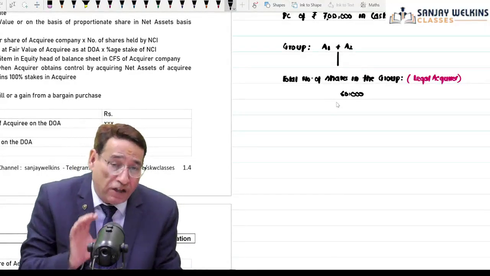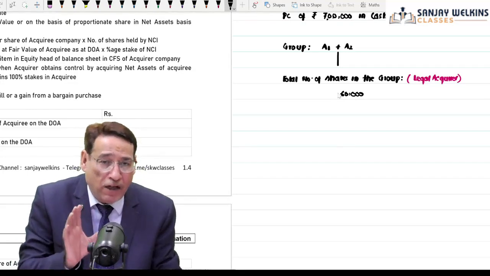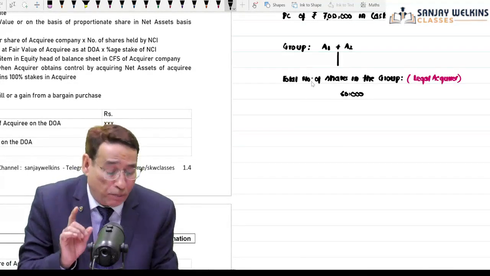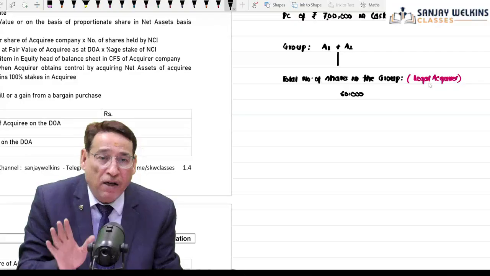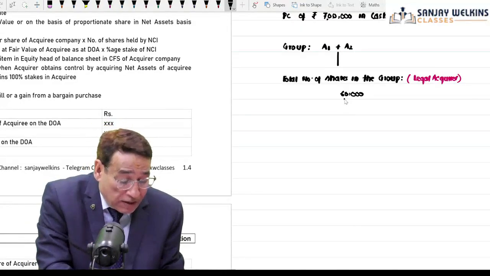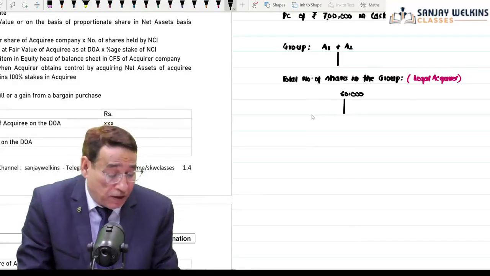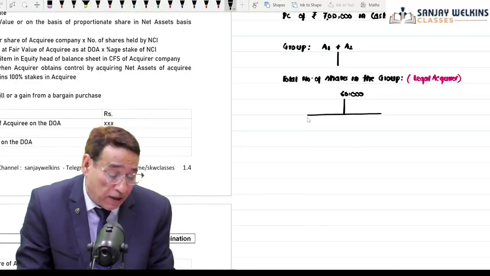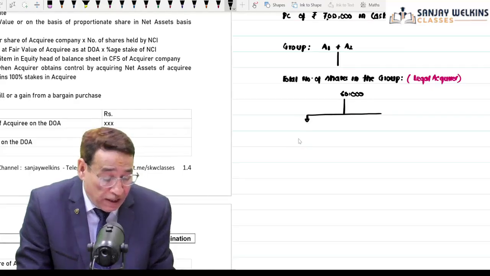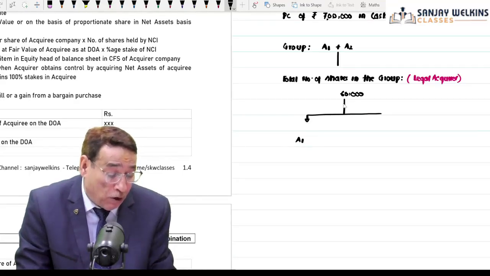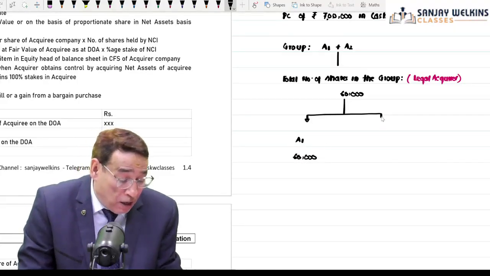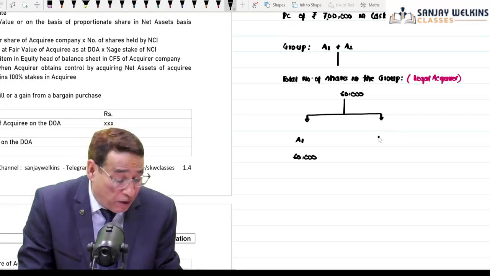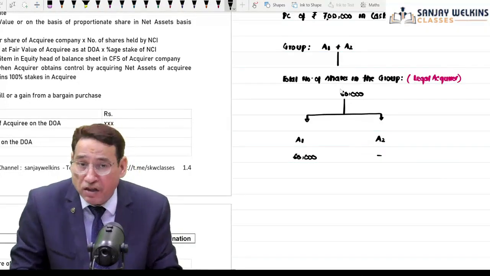Now, once you have determined the total number of shares in the group, time and again I'm telling you, in order to know the group's total shares, you will take into account the number of shares of the legal acquirer. Correct? Now, we may say that in the group there are 60,000 shares, and you will check how many shares are held by A1 Limited. Quite obviously, all these shares are held by A1 Limited. And how many of these shares are held by A2 Limited? Quite obviously, A2 Limited is not having any shares out of these 60,000 shares.